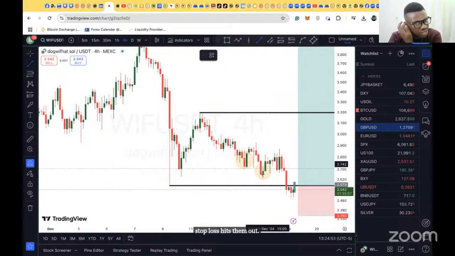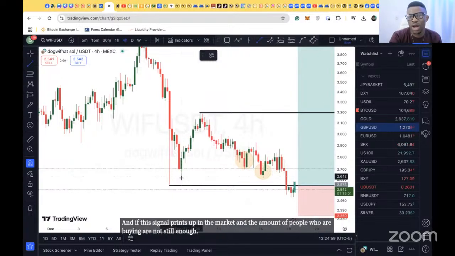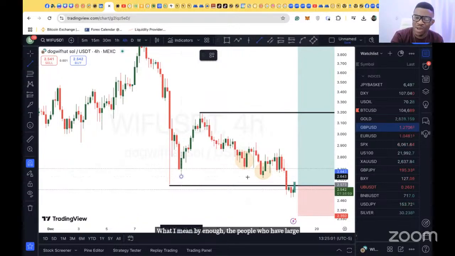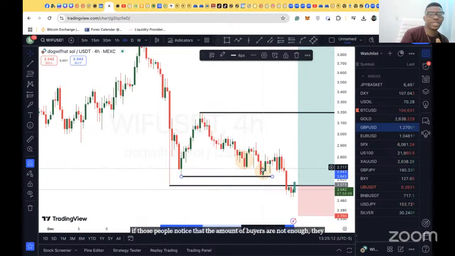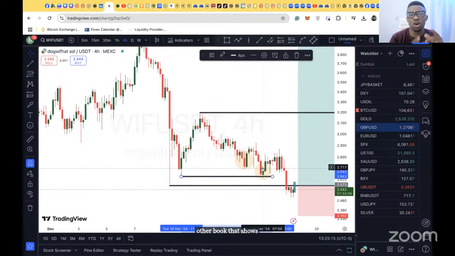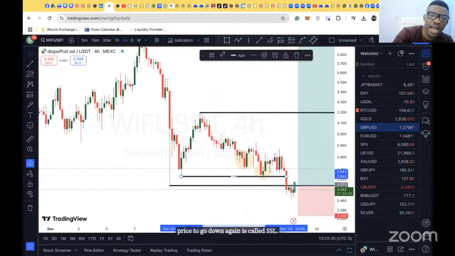And if this signal prints in the market and the amount of people buying is still not enough, what I mean by enough is that the people who have large money in this market need to enter a buy before this market can move up. If those people notice that the amount of buyers is not enough, there's something called the order flow, the order book, that shows the total amount of buys. If that total amount of buys is not enough for the market makers, they will still sponsor the price to go down. The process of them sponsoring the price to go down again is called SSL, sell side liquidity.